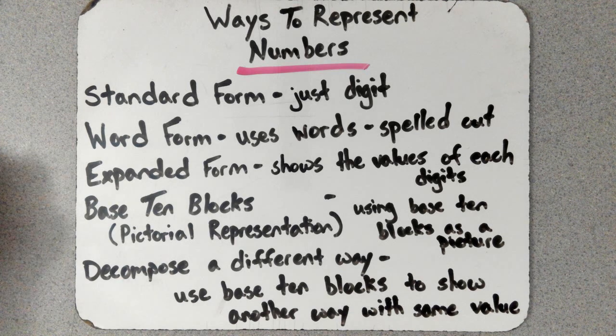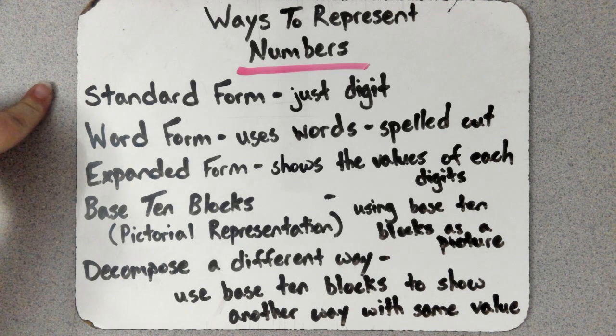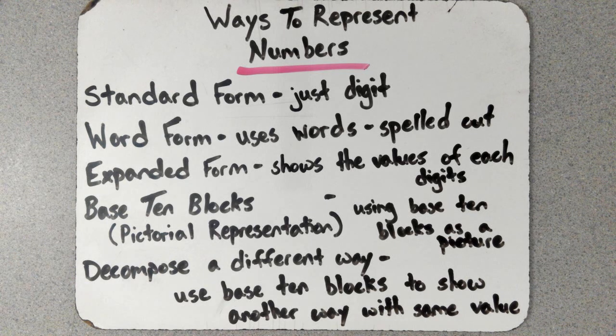So just some different forms, like I said. We've got standard form, just our digits. Word form uses the words, they're actually spelled out. Expanded form is going to show the value of each of the digits added together. It's going to have a plus sign. It's going to look like an equation. Base 10 blocks uses the actual base 10 blocks as a picture form, which is why it might be called pictorial representation. And then decompose it in a different way just means use your base 10 blocks, but show it a different way than you normally would with the regular base 10 blocks. But it needs to have that same value.